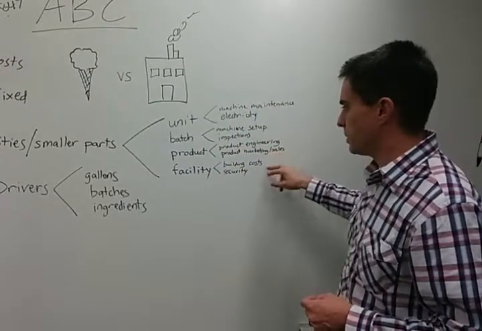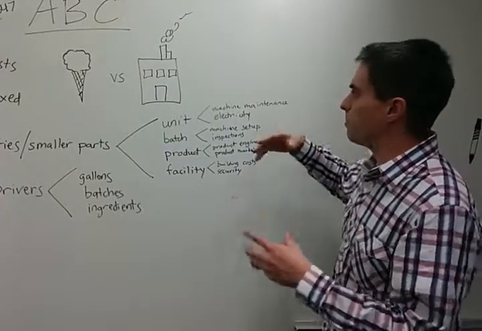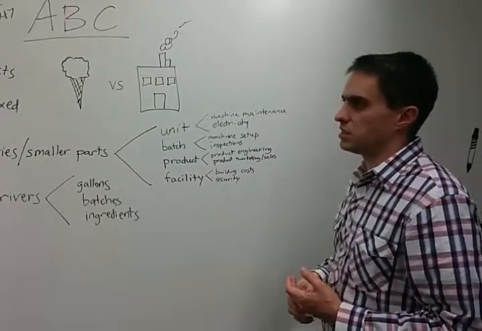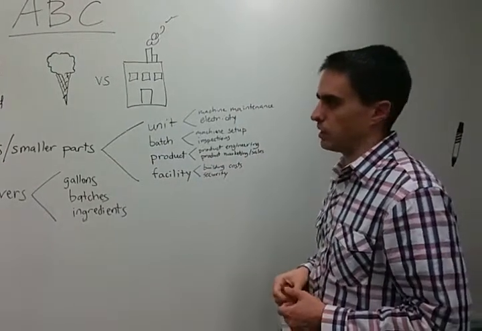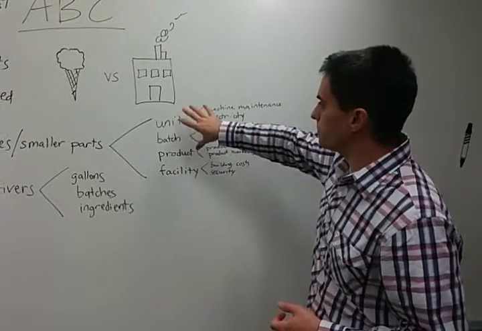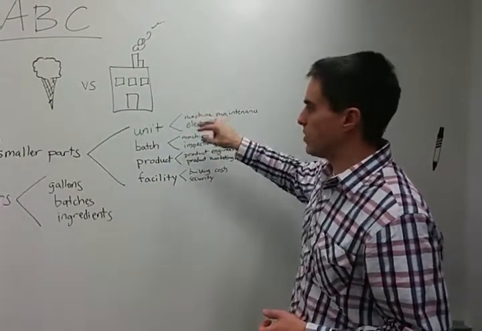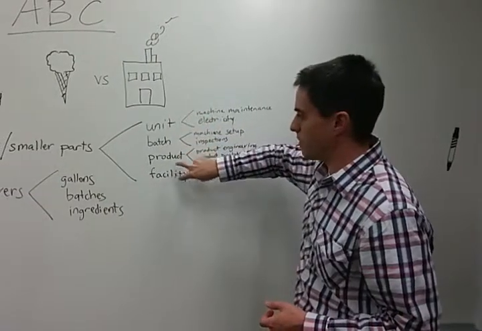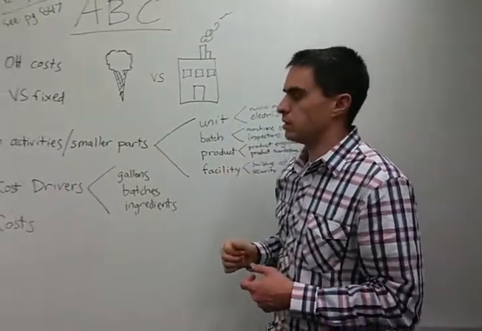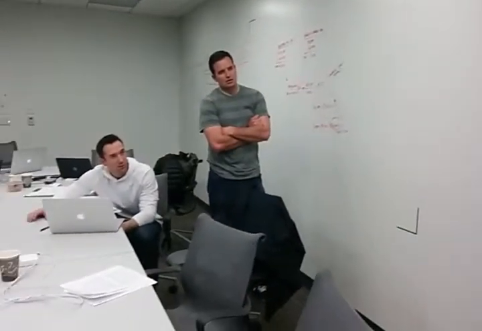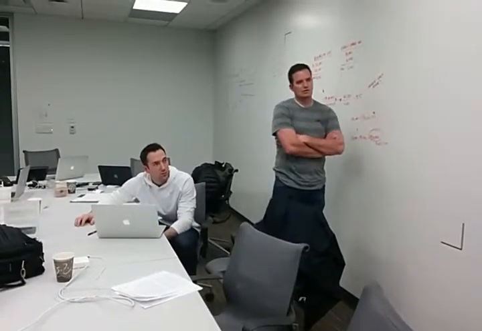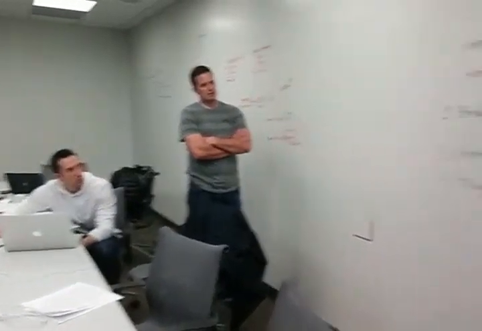Facility, we talk about building security, building level maintenance, CEO salary, those kind of things are facility costs. So the ice cream company just went through and listed all of their costs and then assigned them to either unit, batch, product, facility. So we don't care at all about direct costs in this. He might say direct costs. If he says direct costs, he's just talking about a variable.